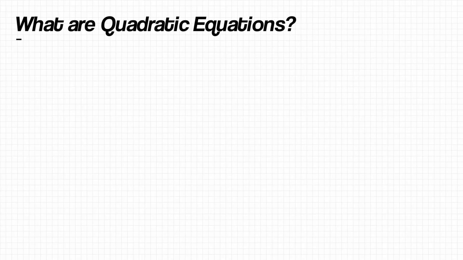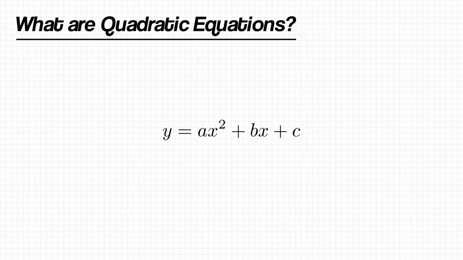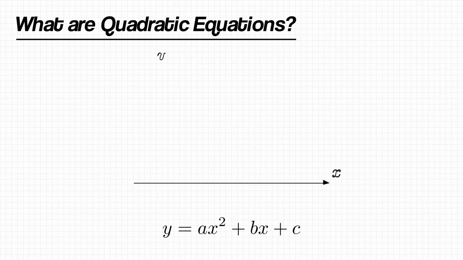Quadratic equations are equations of the following form. The numbers multiplying the powers of x are called coefficients. We would refer to a as the coefficient of x squared, and b the coefficient of x. The graphs of quadratic equations form the shape of a parabola.